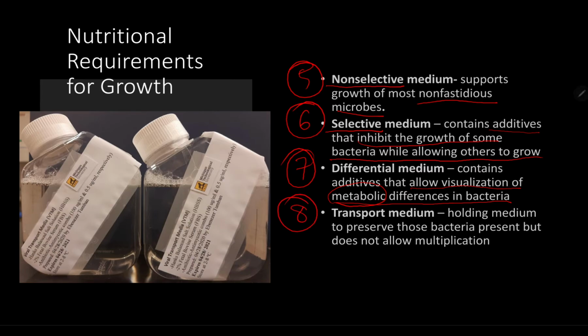The last one is the transport medium. From the name itself, it is a medium that we use to carry and transport our bacteria from one place to another. The other name is the holding medium. We just want to hold the sample so that it is stable, but we do not want the bacteria to multiply, because we want their exact number from the time we take the sample from point A to transport them to point B.